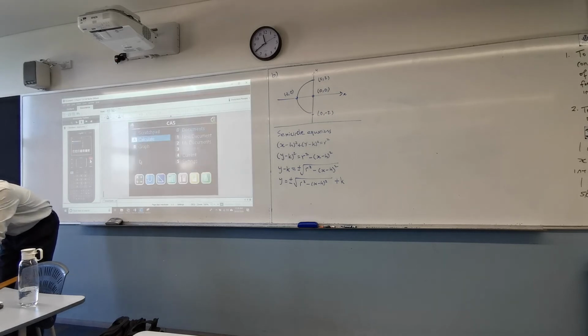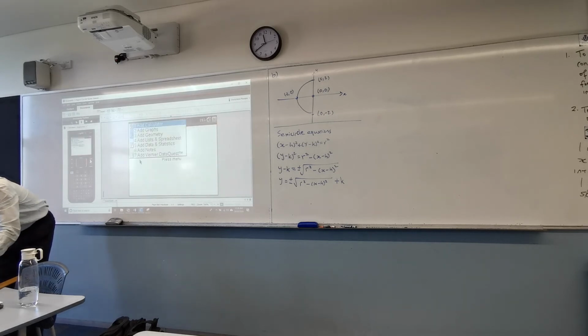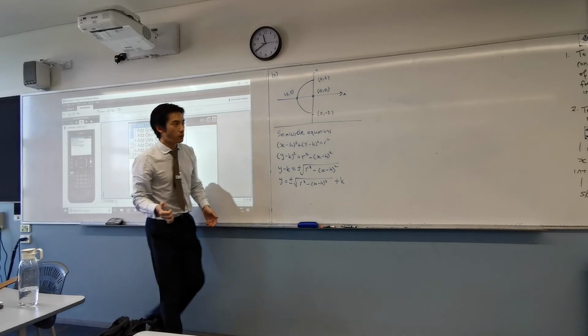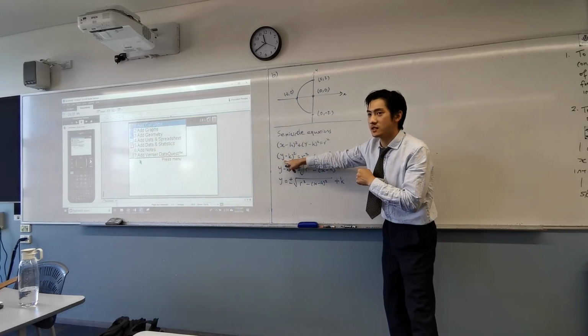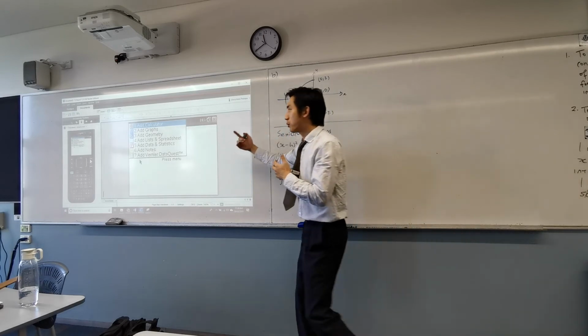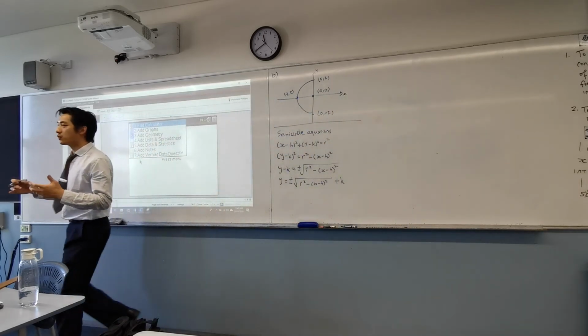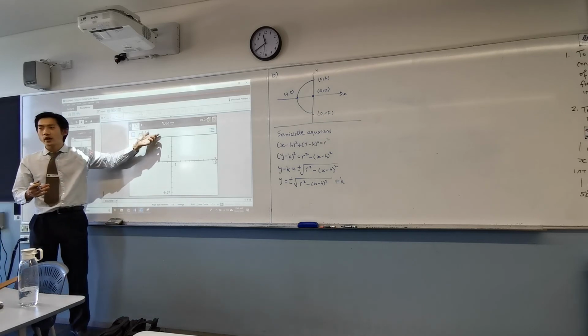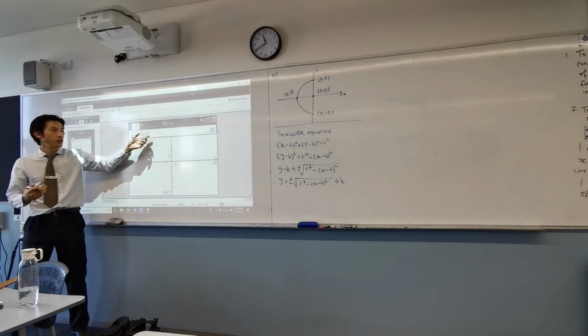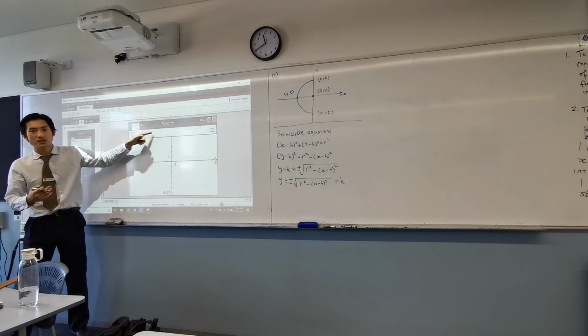So let's open a new document. And the problem with sketching circles is the fact that your y isn't sitting by itself. With all the previous graphs that you've sketched, y was always sitting by itself, so you only had to sketch the other side. So let's open up a new graph. And we need to find a way of entering an equation where it's not just x's on one side.